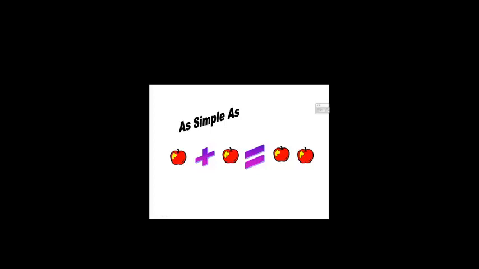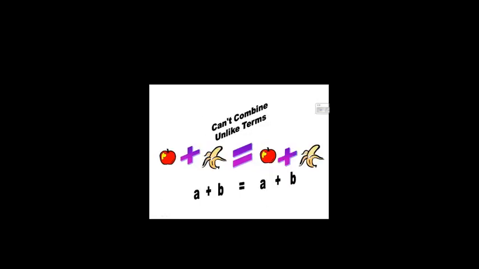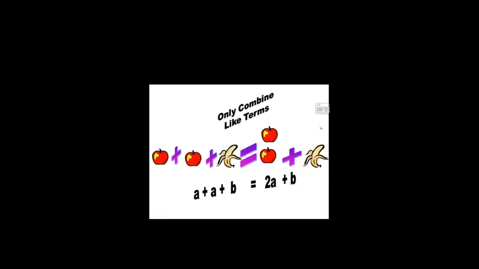So the procedure is you add or subtract the coefficients just like you would with like terms, and you keep the radicand the same. So it's as simple as adding apple plus apple, 2 apples. We can't, of course, combine apples and bananas, but we could combine 2 apples plus 1 banana.